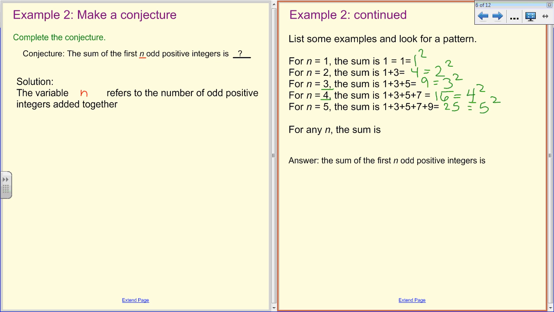So for any n value that we give you, the sum is going to be n squared. So the sum of the first n odd positive integers, so we have a lot of requirements here, is simply n squared.